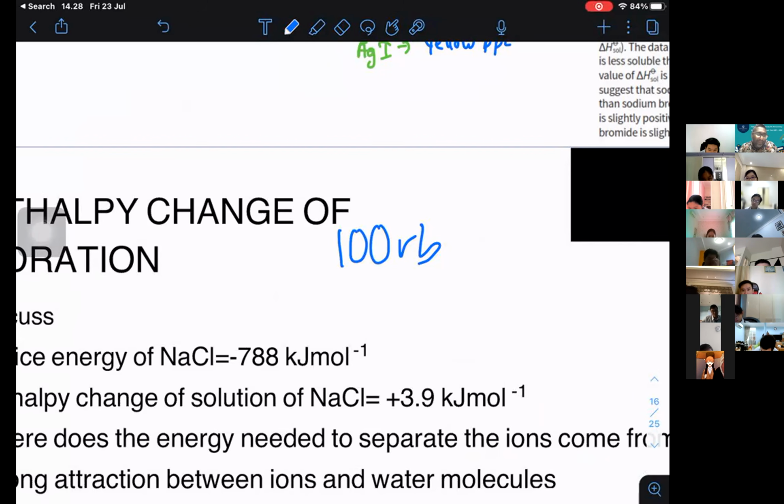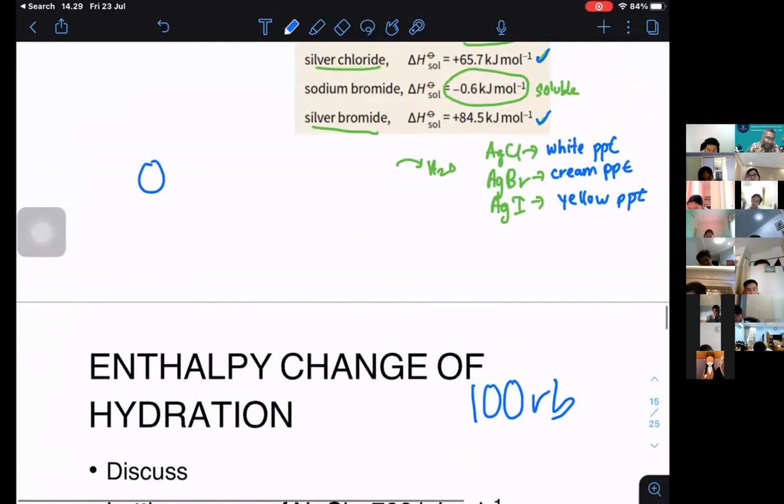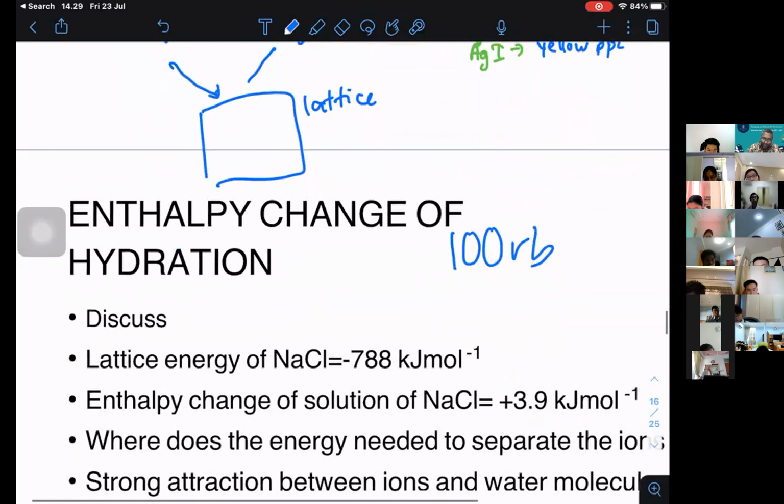The same applies to this situation where you have lattice energy. Lattice energy is when you bring in gaseous ions, a positive gaseous ion and a negative gaseous ion. You bring them in and you form a lattice. Let's say you spend about -788 for it.